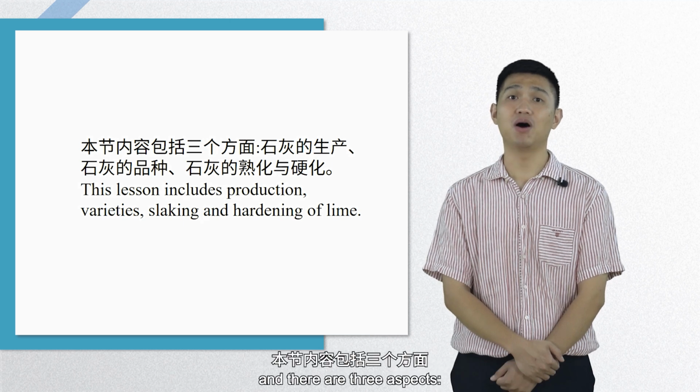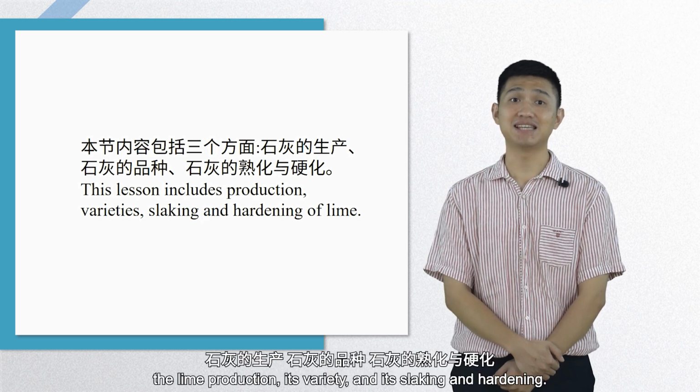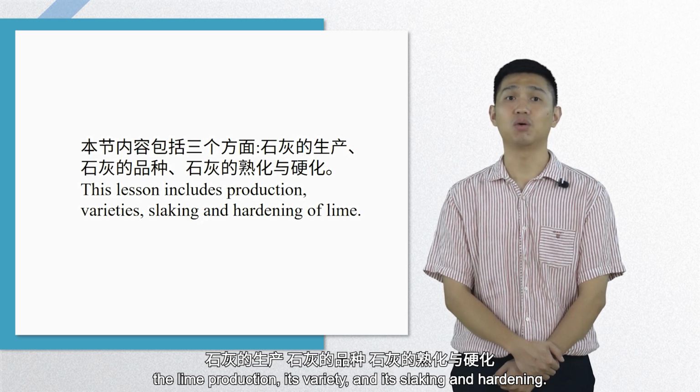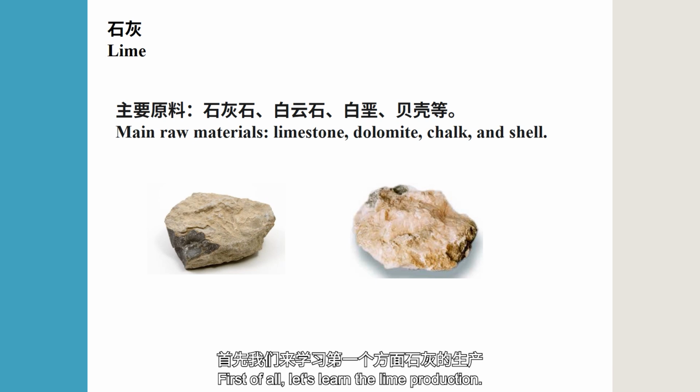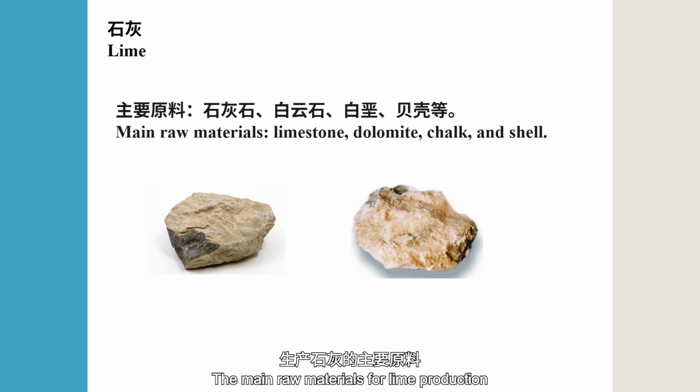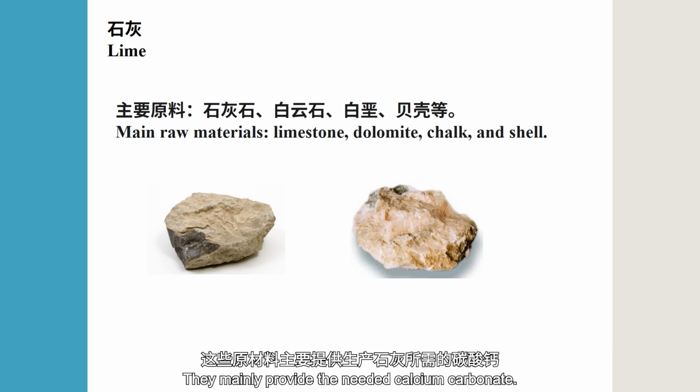And there are three aspects: the lime production, its variety, and its slaking and hardening. First of all, let's learn the lime production. The main raw materials for lime production include limestone, dolomite, chalk, shell, etc. They mainly provide the needed calcium carbonate.